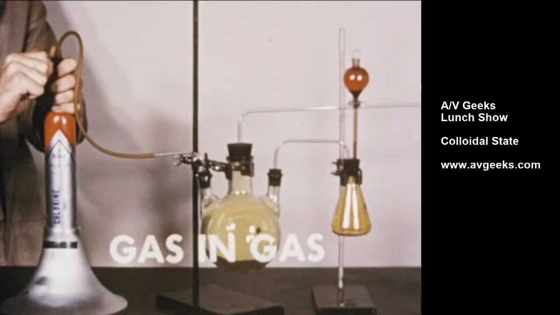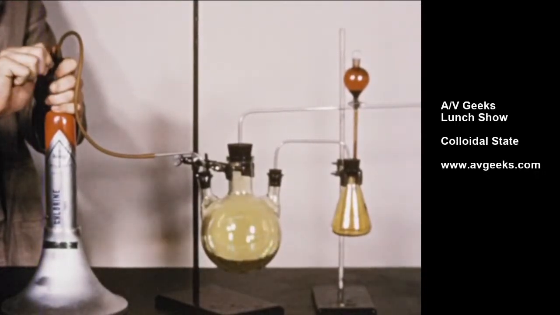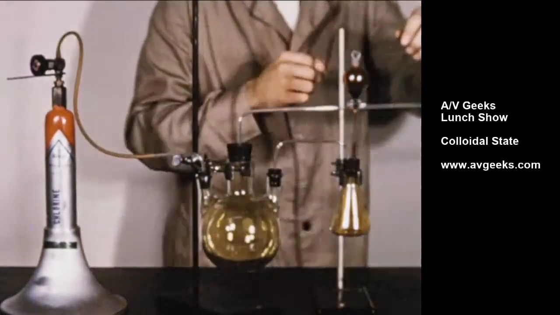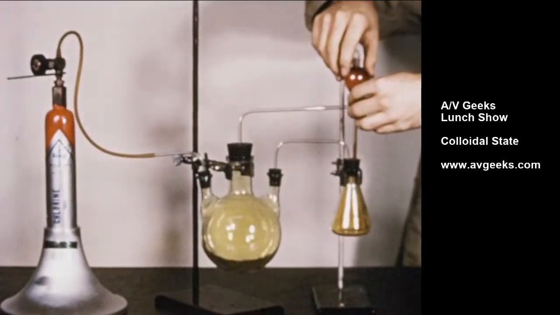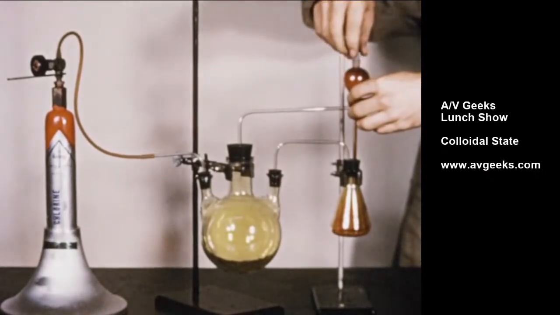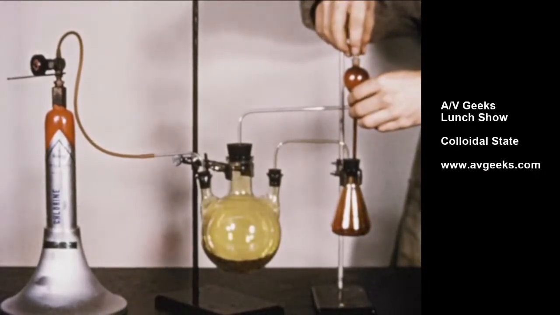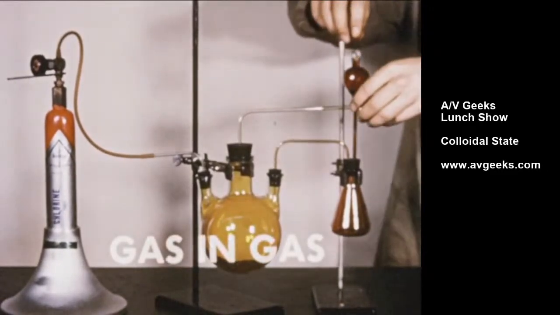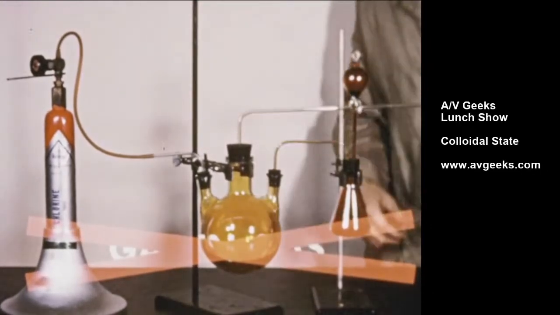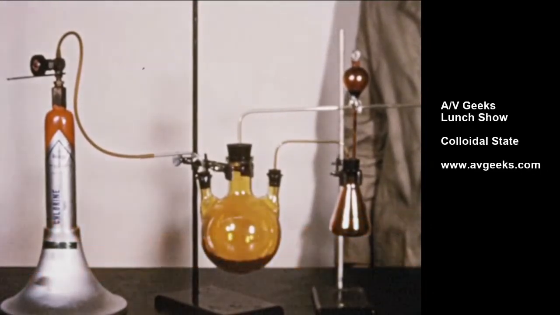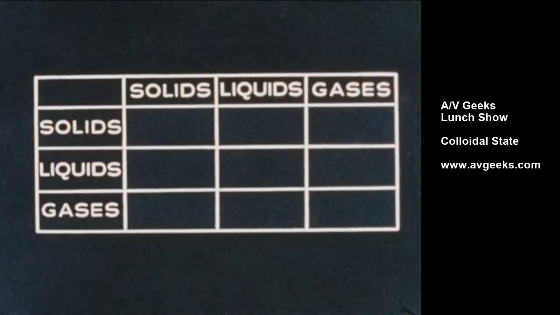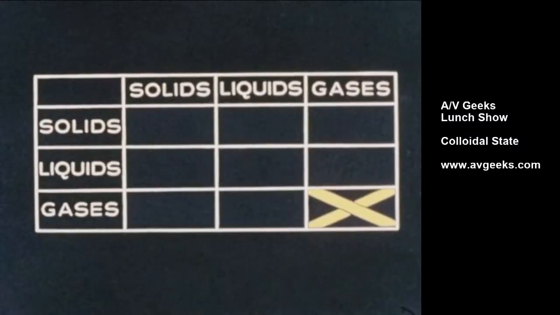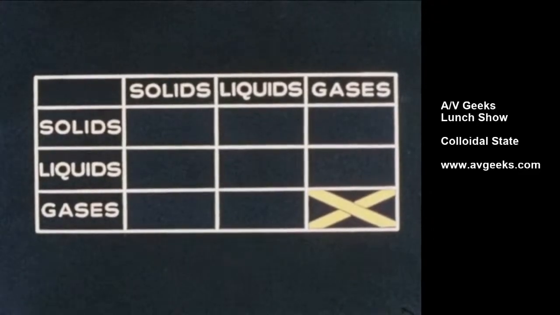What about a gas dispersed in a gas? Here we're going to mix chlorine and bromine. In the mixing flask, the two gases are forming a dispersion. But we should remember that this is a mixture of molecular-sized particles, and that defines a solution, not a colloid. Therefore, a mixture of two gases is not a colloidal dispersion. So we have then 8 possible combinations of matter in different states that may produce colloidal dispersions.